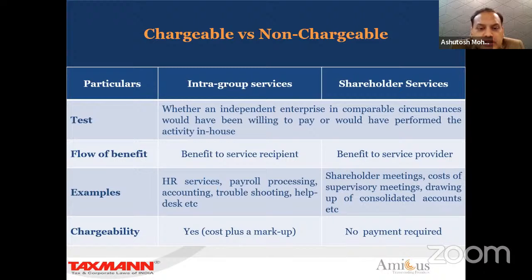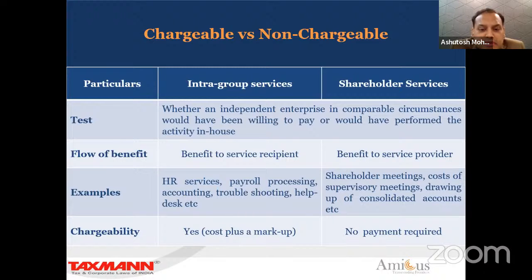So what we need to understand when we are dealing with intra-group services is that we need to bifurcate all intra-group services into two parts. One is the chargeable part, which is the management services for which you can actually raise an invoice, and the other part is the non-chargeable part. This line of distinction is not a watertight distinction. It is a gray area, and one has to be careful and analyze the nature of service closely.